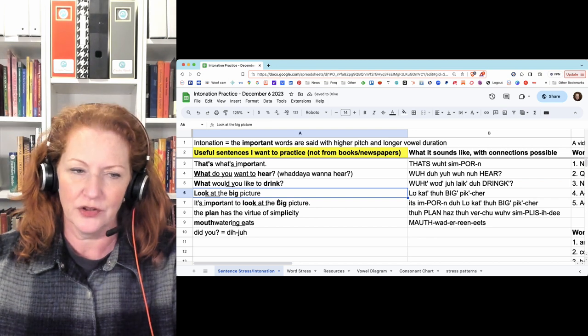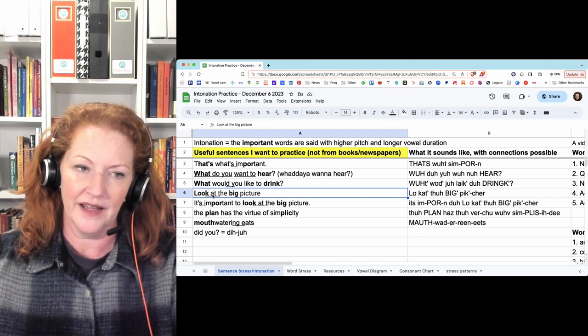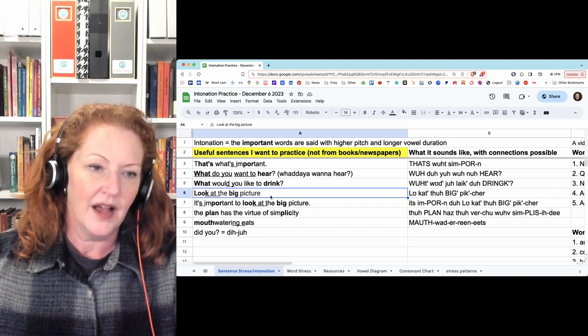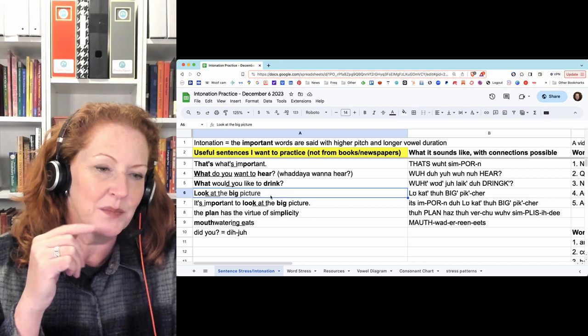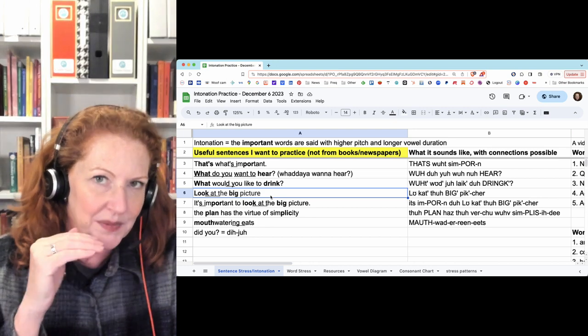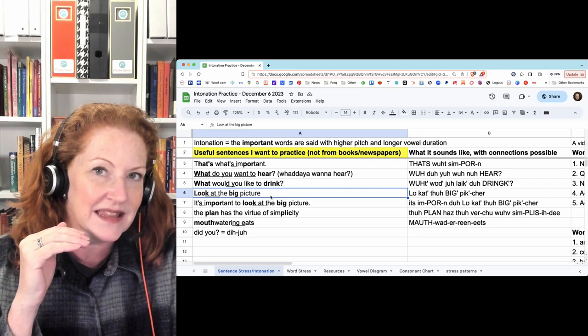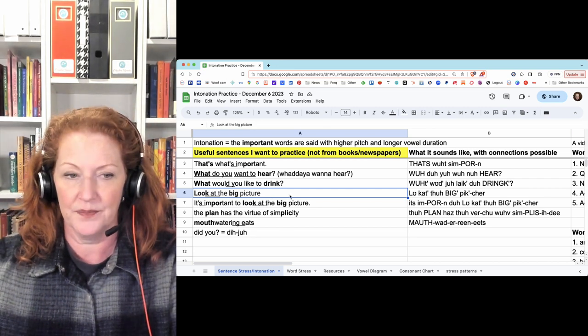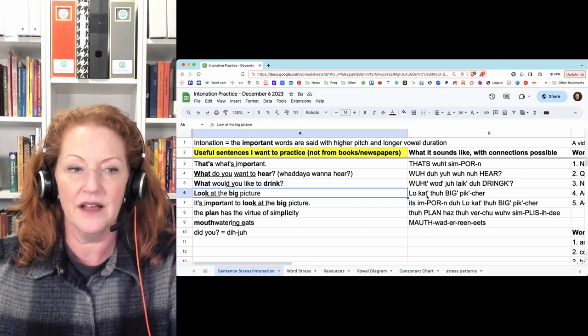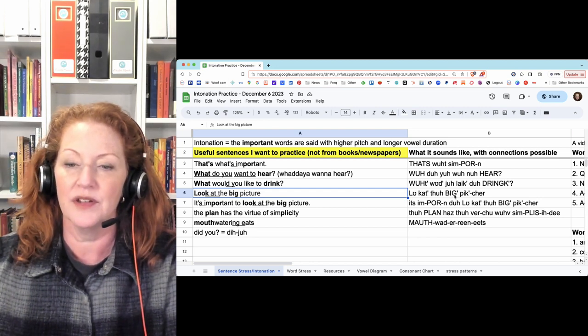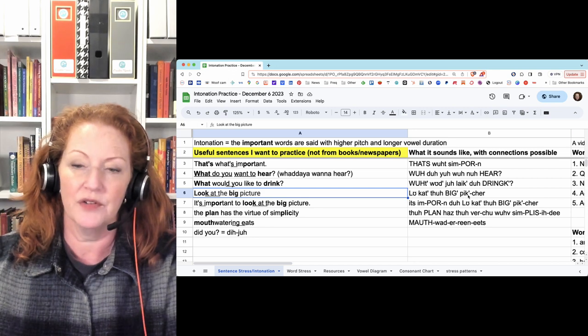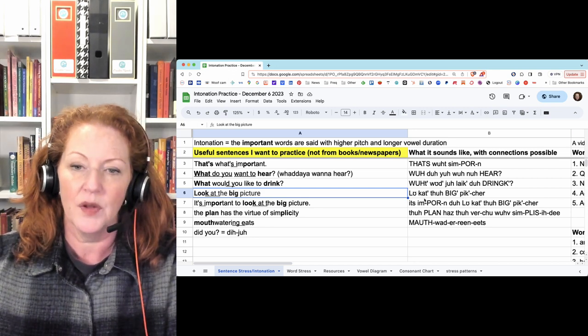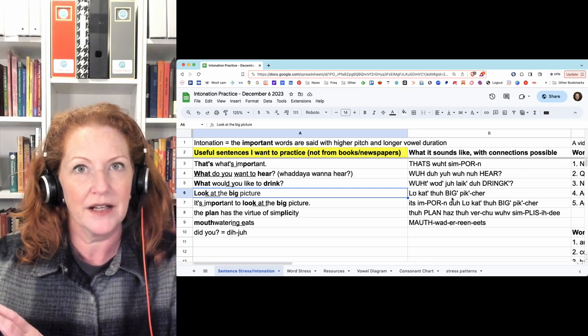Look at the big picture. Look at will connect. At the, I'm making my T for "at" in the position for the TH, and I'm stopping the airflow at the, and then releasing it for the. Look at the big picture, and you don't hear the T in "at," you don't hear the G in "big," you don't hear the K in "pick." Look at the big picture.